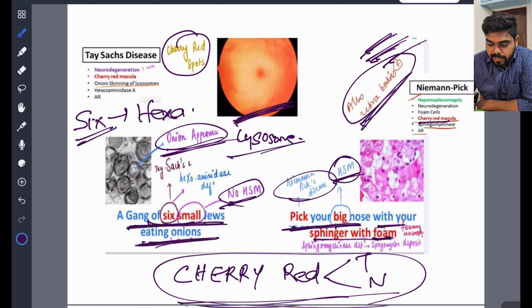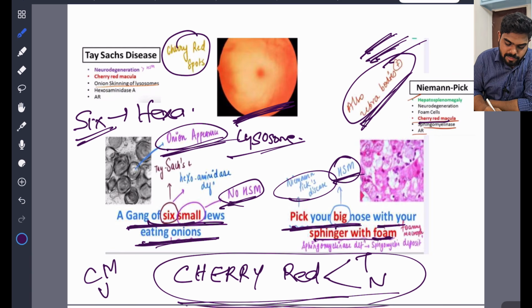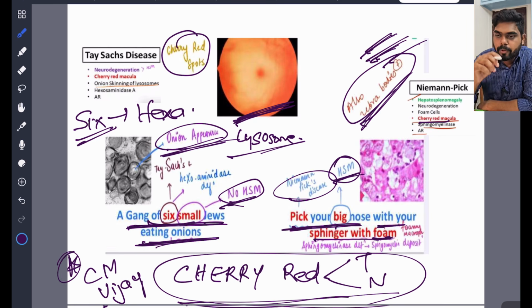Now actor Vijay is our CM in Tamil Nadu. Tamil Nadu CM is Vijay. So we are cherishing in Tamil Nadu, cherry red, Tamil Nadu. You can make something, I don't know. I'm not into politics and all, but you make some mnemonic: TN, Tay-Sachs and Niemann-Pick.